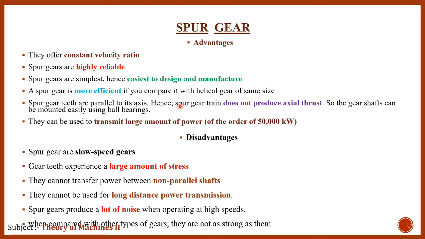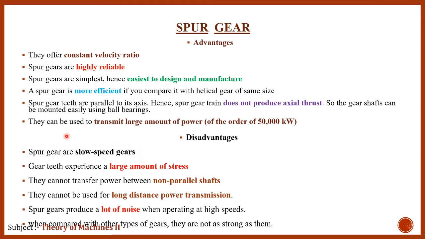Again, in spur gear, these teeth are parallel to the axis. Again, there is no axial thrust, which we are going to discuss in the subsequent sections. There is no axial thrust, and they are used to transmit a very large amount of power up to 50,000 kilowatt. Next one is the disadvantage of these gears.